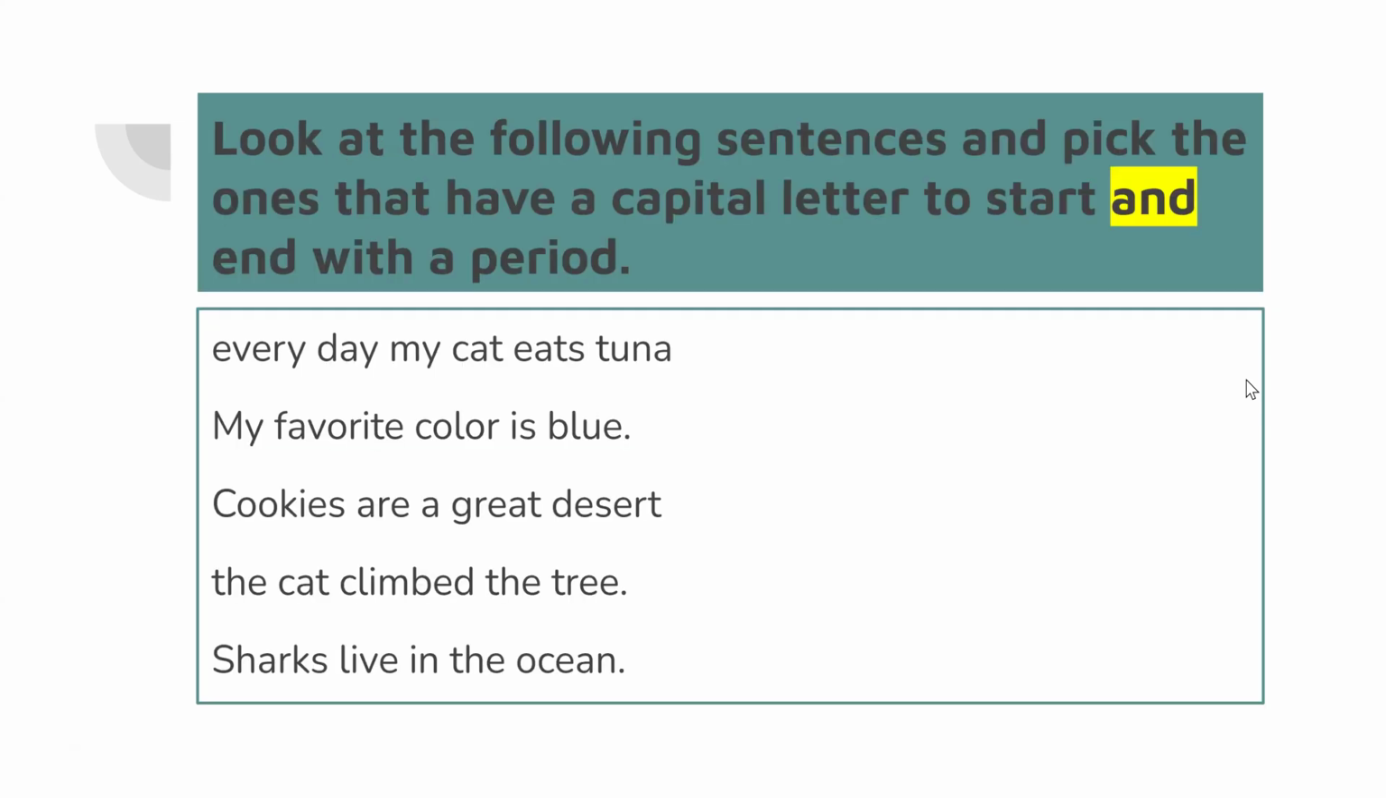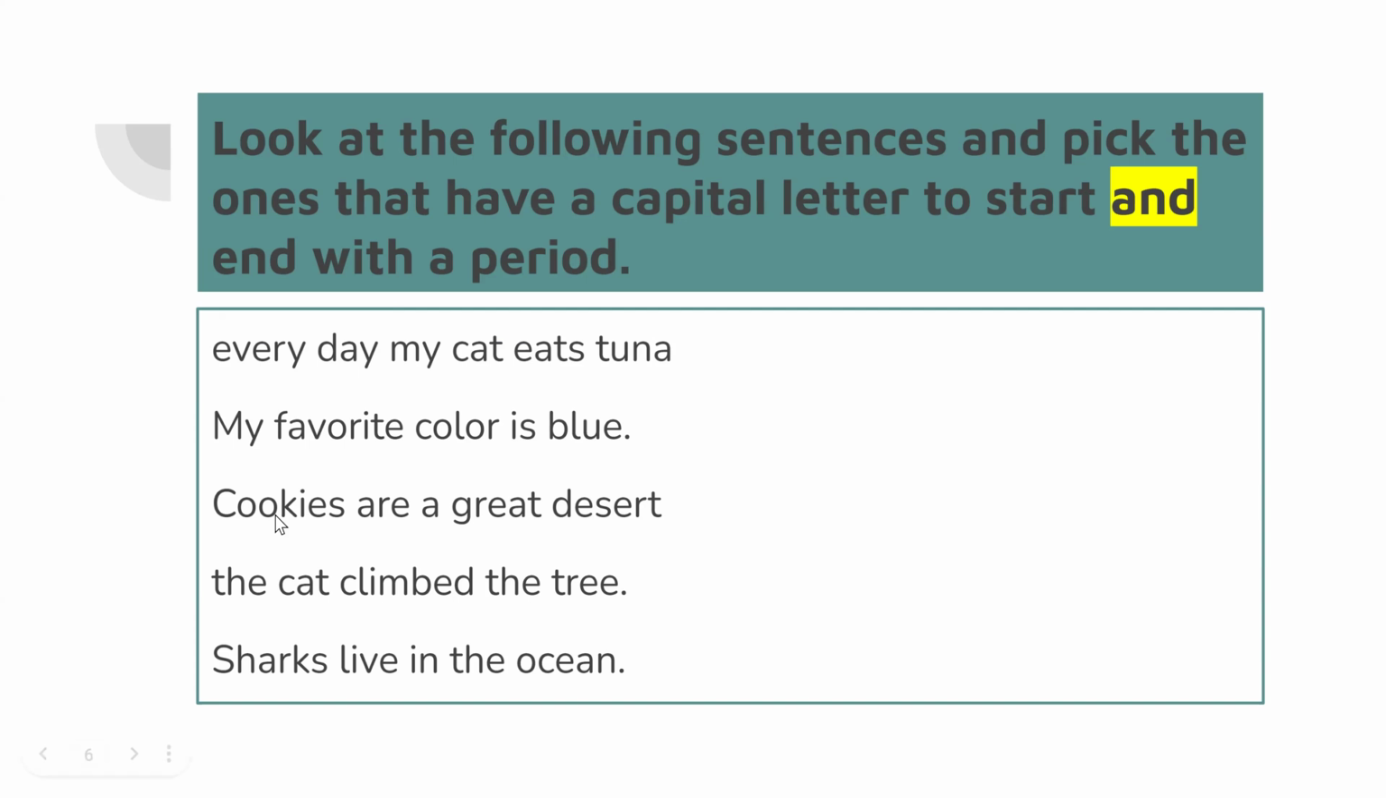So now we're going to look at the following sentences and pick the ones that have a capital letter to start with and end with a period. So I will read the sentences to you, and if you'd like to pause the video, have time to think about it, to write anything down, feel free. So every day my cat eats tuna. That's the first sentence. The second sentence says, my favorite color is blue.